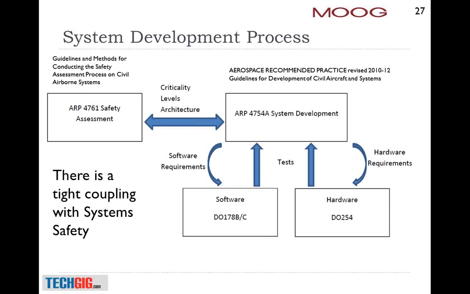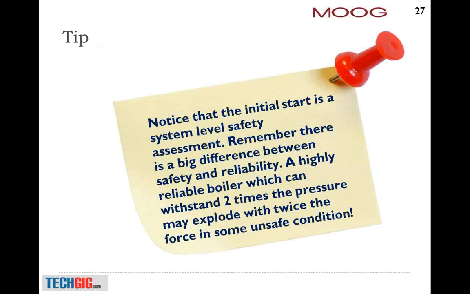To start any activity, we require to have a safety analysis. So this picture basically tells you how the different standards are related. So you start with the safety of a system, and then you have the other standards correlating. So this is basically for an aerospace domain. So initially, we start everything with a system level safety assessment.